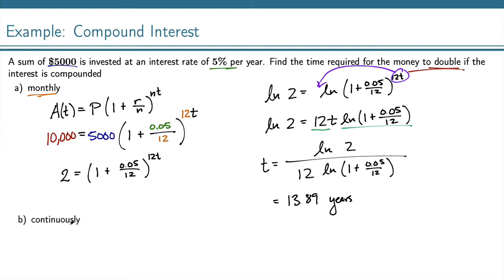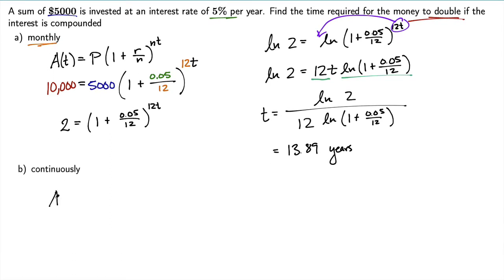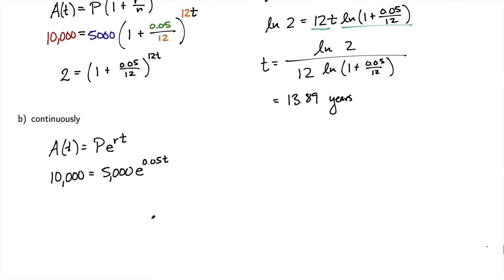For part B, we're looking at continuous compounding. And so our formula here is A of t equals P times e to the rt. So everything is the same here. A of t, we're wanting to double, so this is 10,000. P is the 5,000 that we're starting with. e to the r, 0.05, and then t. And so we are now doing essentially the same thing, trying to solve for that t.